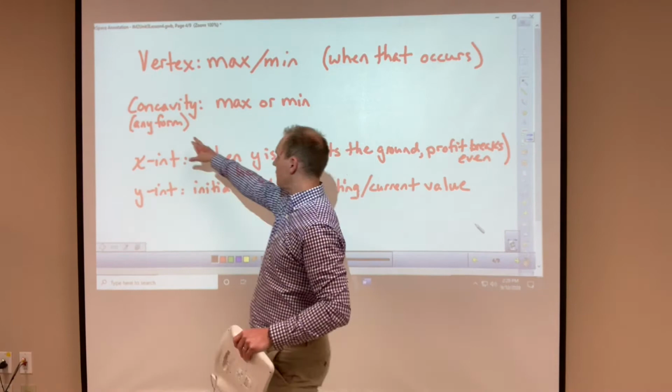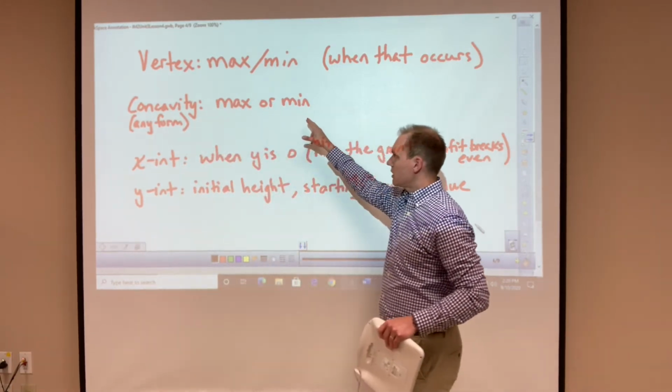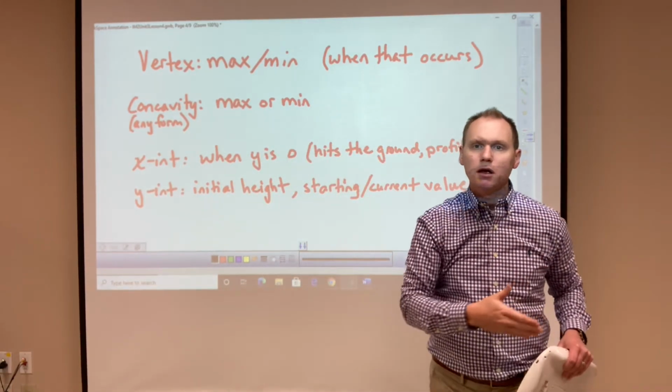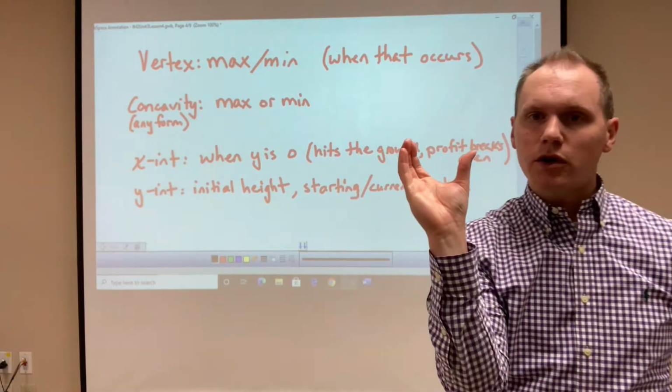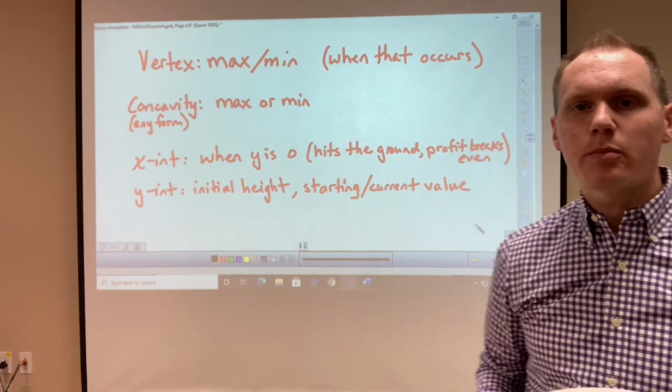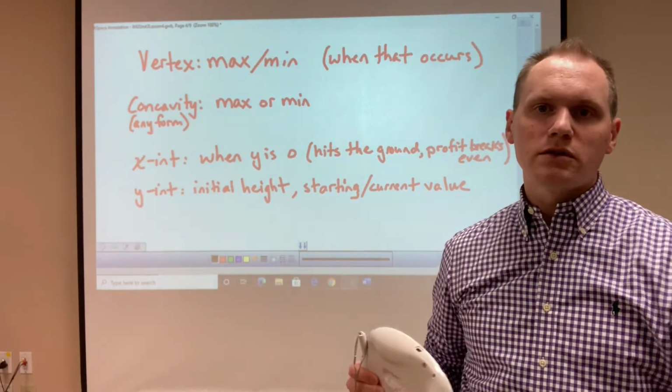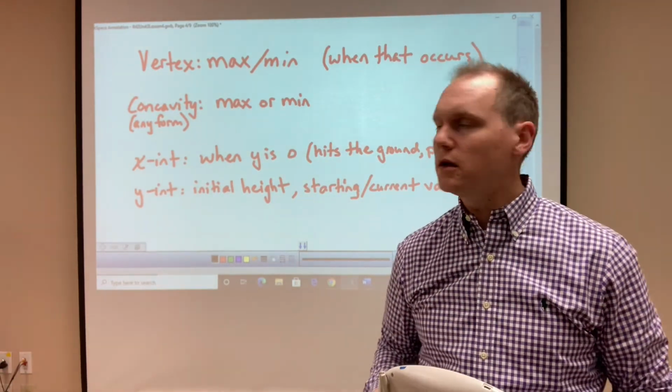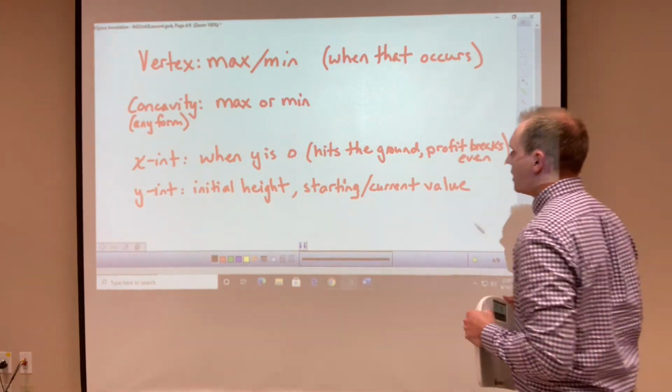Concavity, and you can tell that from any form, tells us whether it is a max or a min. Right? If it's concave up, then you're going to have a minimum there at the bottom. If it's concave down, you're going to have a maximum at the top. And so it tells us whether it's a max that we're talking about or a min.